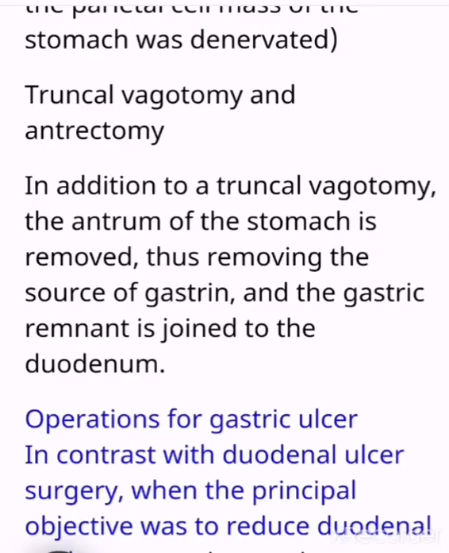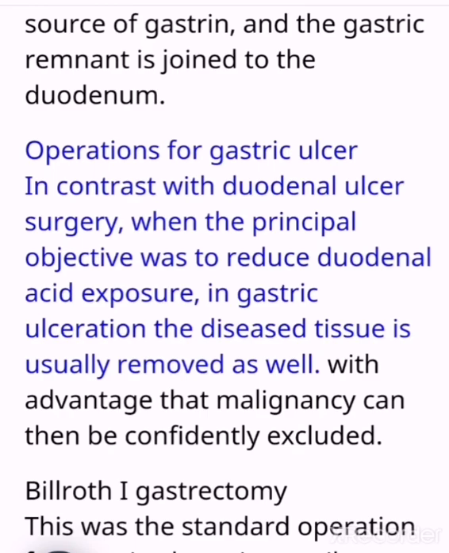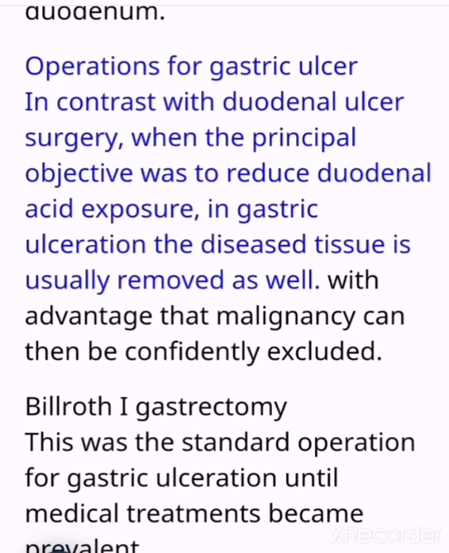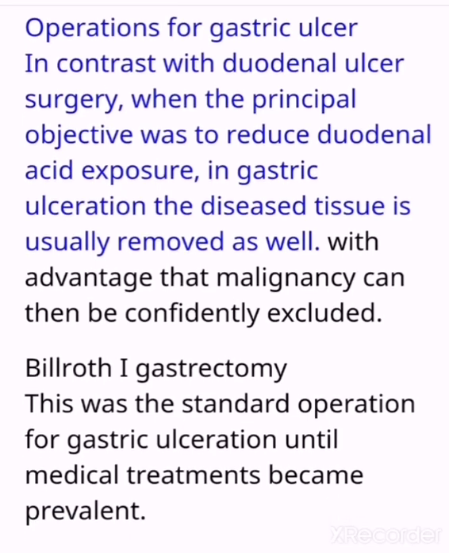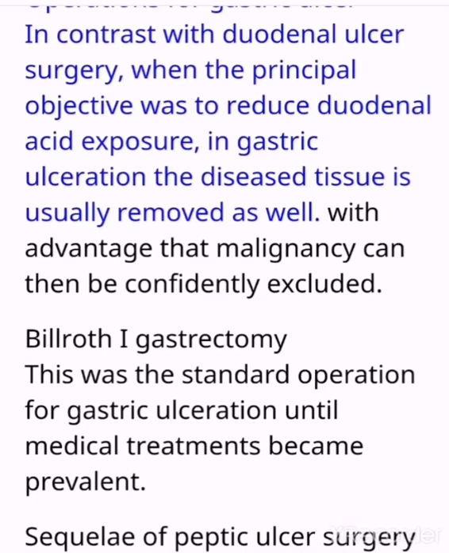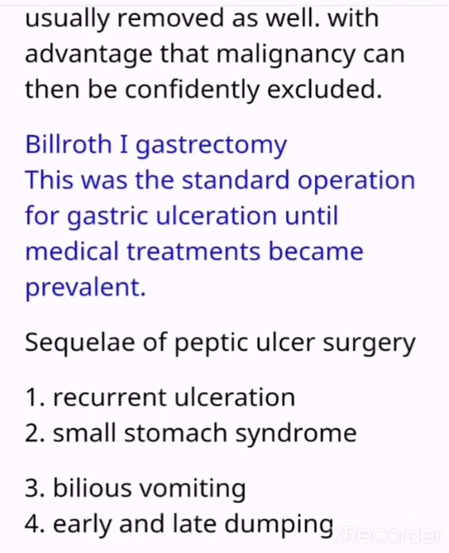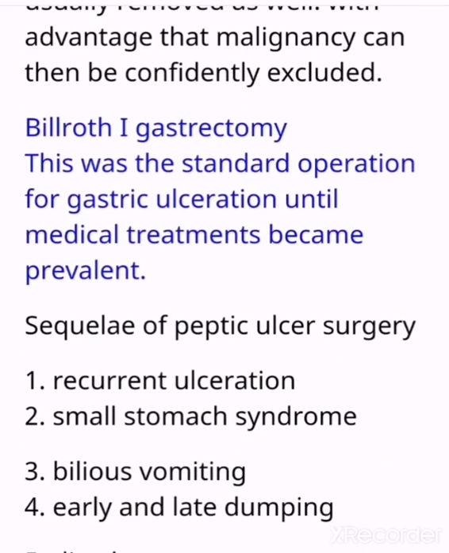Operations for gastric ulcer. In contrast with duodenal ulcer surgery, when the principal objective was to reduce duodenal acid exposure, in gastric ulceration the diseased tissue is usually removed as well, with the advantage that malignancy can then be confidently excluded. Billroth I gastrectomy. This was the standard operation for gastric ulceration until medical treatments became prevalent.